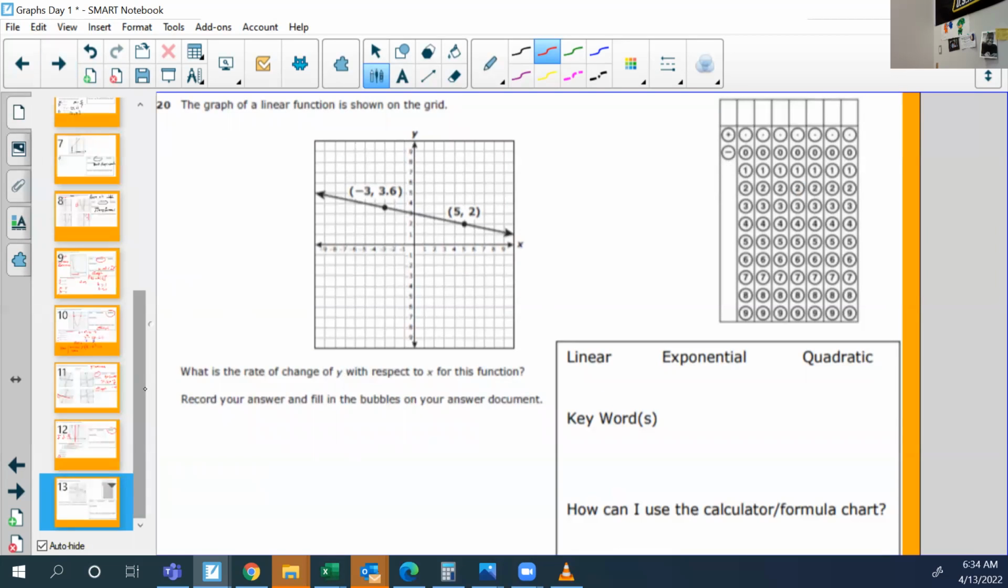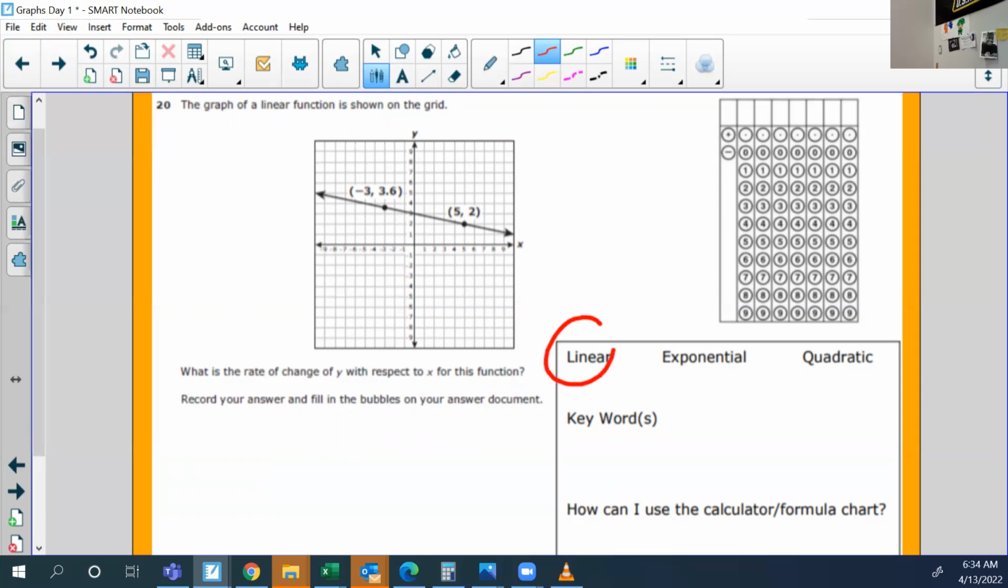Okay, let's see. You have a linear function, and it wants to know, what is the rate of change of y with respect to x for this function? Don't let this confuse you. All it's asking for is the slope. Rate of change is the slope, all right? And look at that, they give you 2 points you can use. All you have to do now is use the formula and plug in the numbers.